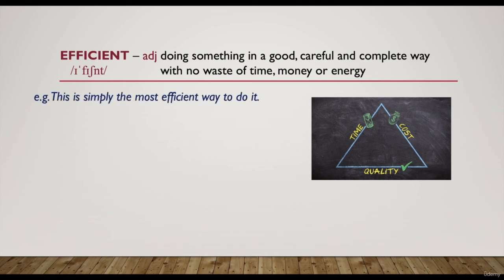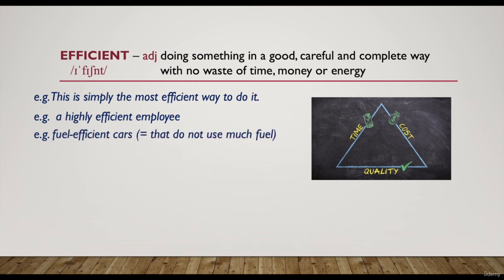For example, this is simply the most efficient way to do it. We can talk about a highly efficient employee. It means this person does his or her job very well and spends little time and energy on it, so very few resources. Fuel-efficient cars are cars that do not use much fuel, so we will spend less money and less energy on them.